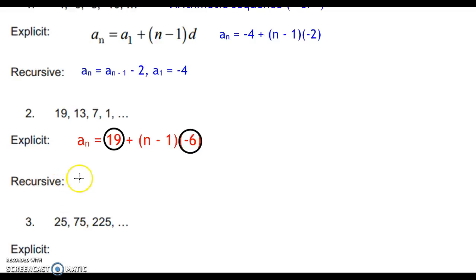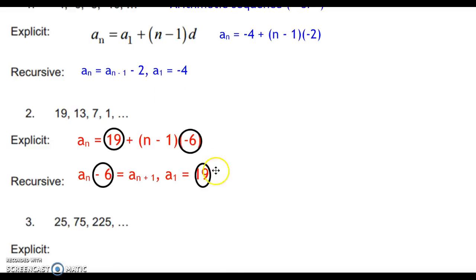Now, in order to write the recursive formula, what we need to do is keep in mind that we'll start from any term we want, let's say the a n term, and in order to get to the next term, we have to subtract 6. So I'm going to write that out as a recursive formula. All right, the recursive formula tells you that the common difference is -6, and it also tells you that the first term is 19.